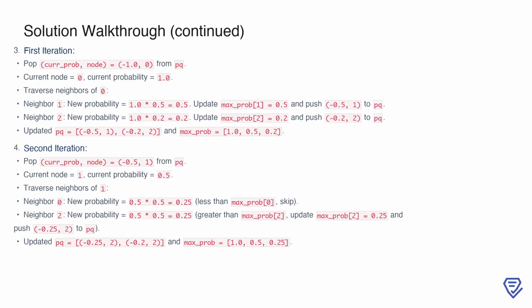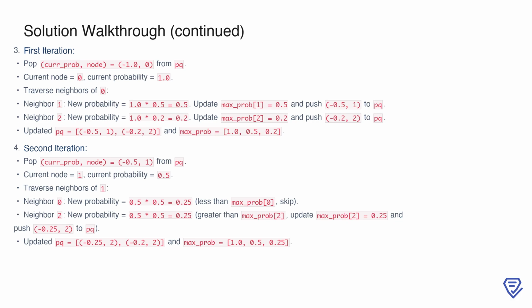node 1. We update max_prob[1] to 0.5 and push the updated probability along with the node into the priority queue. Similarly, for neighbor 2, the new probability is 0.2, which is also greater than its current maximum probability. We update max_prob[2] to 0.2 and push it into the queue. At the end of this step, the priority queue contains nodes 1 and 2 with their respective probabilities, and the max_prob list reflects the updated probabilities.